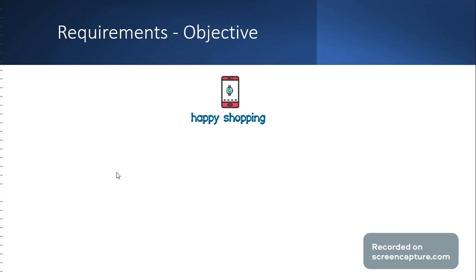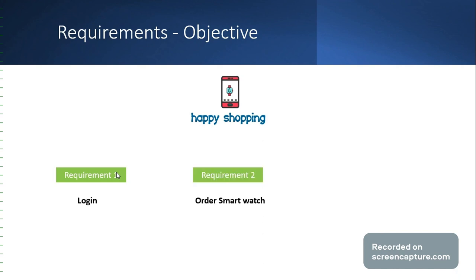So in this scenario, we have three requirements. Requirement 1 will be the login functionality. Requirement 2 will be to order smartwatch. Requirement 3 is to verify content of the shopping cart.